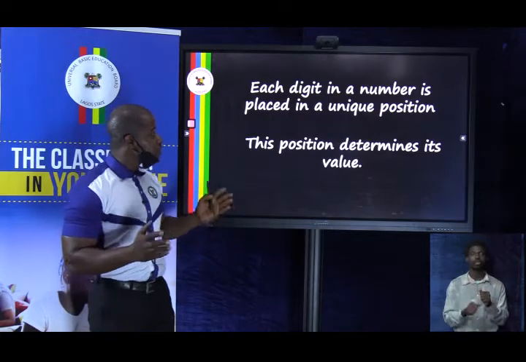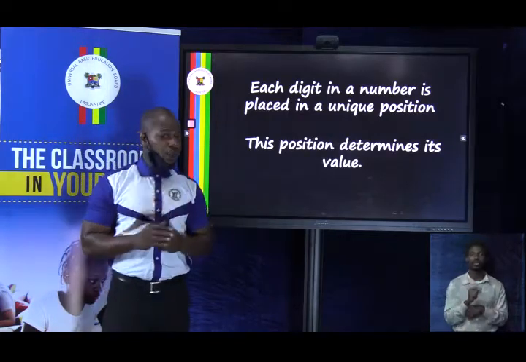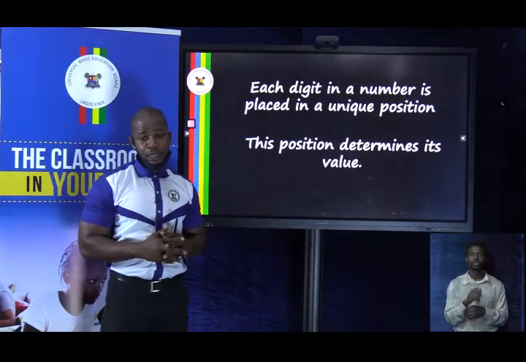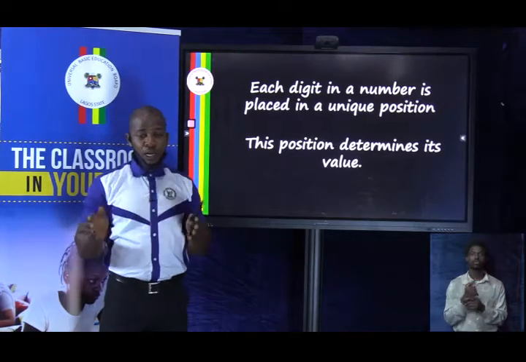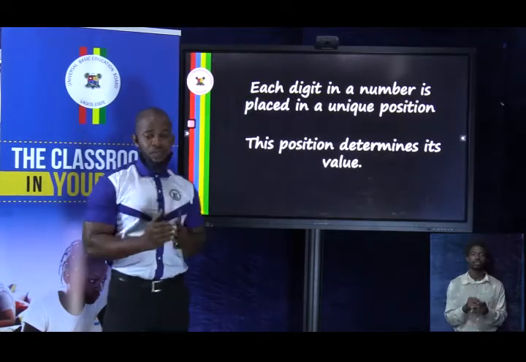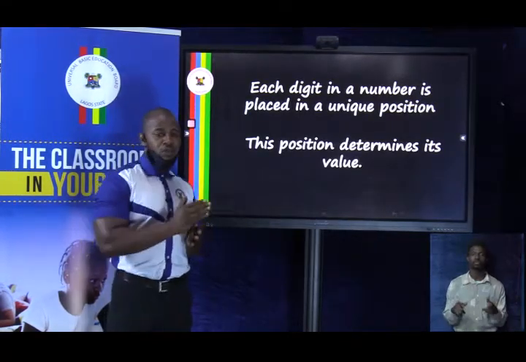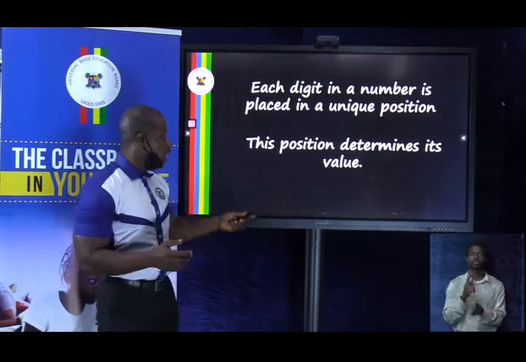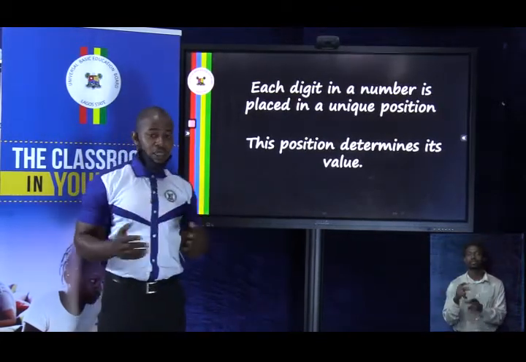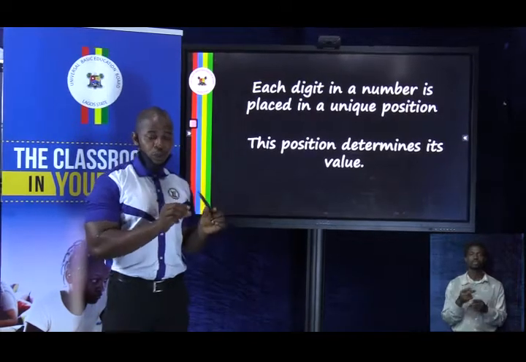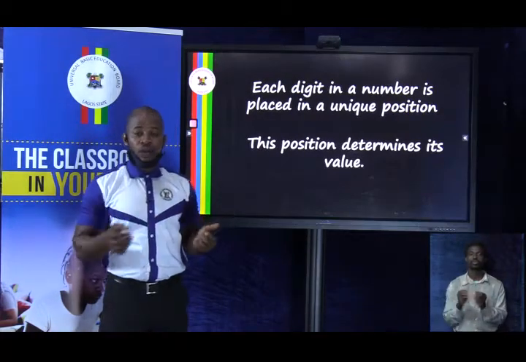Now every digit in a number has a unique position. Remember what we did in the last lesson. If it's in the first position, it counts singles. If it moves to the left, then the value changes, and as it moves to the left, the value keeps getting higher. The position will now determine the value. So the way you put the digit determines what the value will be.